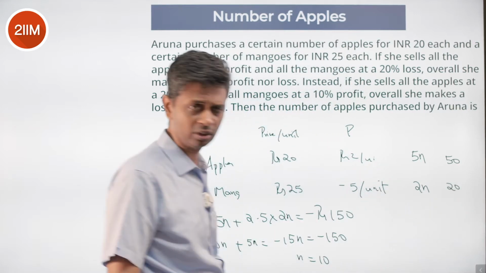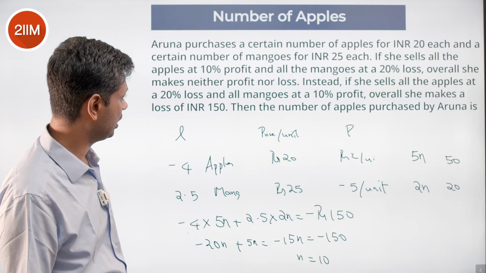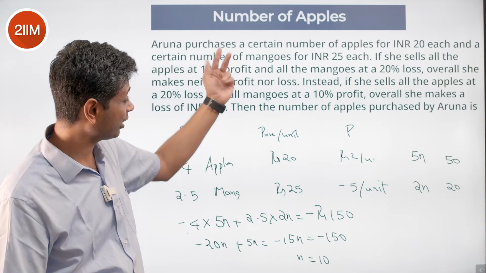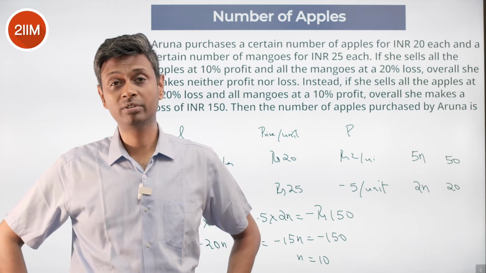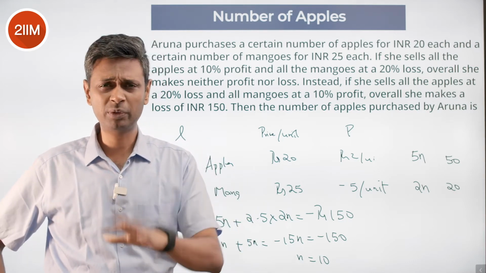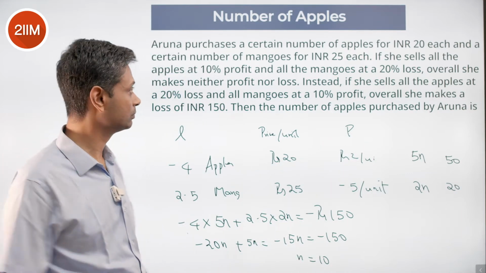Nice. What is the question we have then? The number of apples purchased by Aruna is 50. 50 apples and 20 mangoes. The key part here is to look at the first statement and go, the number of apples to mangoes is in the ratio 5:2. The moment we do that, we are through. 5n and 2n, then plug it into this, find n.